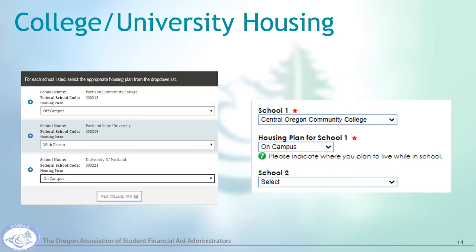After selecting the schools, the student will then be prompted to choose a housing option for each college that is listed on the FAFSA or ORSA. The options to choose from: on campus, off campus, or with parent. In this example, you see that the student chose a different choice for different schools in Portland.